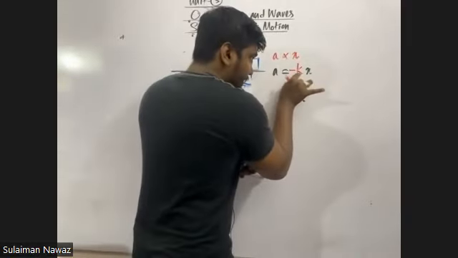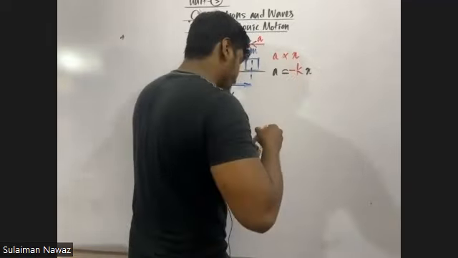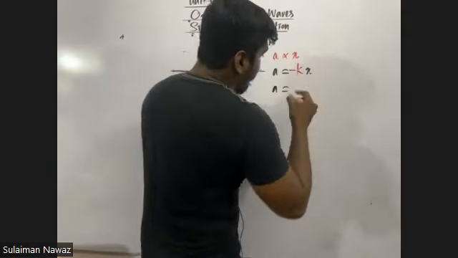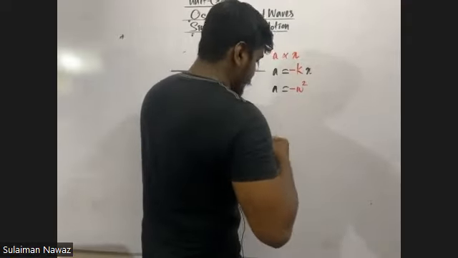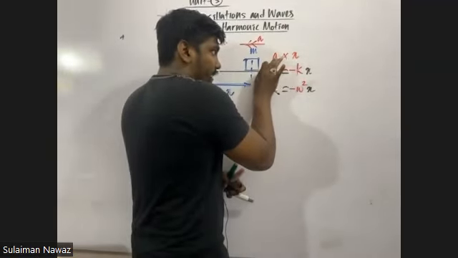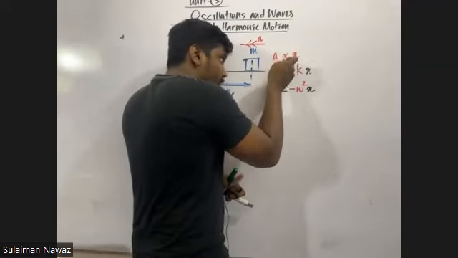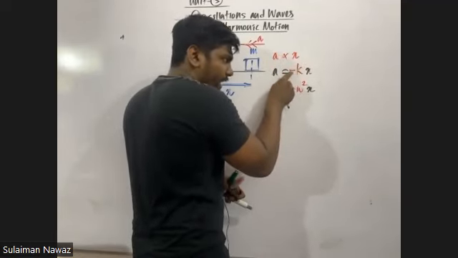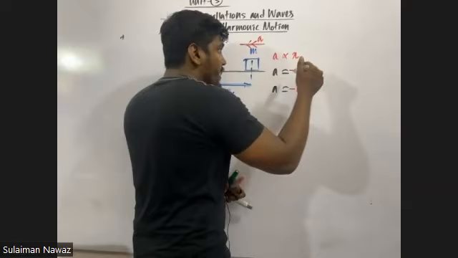Later on, they found that this constant is equal to the square of the angular velocity. So a equals minus omega squared x. Then you might have a problem. You might have understood that acceleration is directly proportional to displacement, and to remove this proportionality we use an equal symbol and a constant k. Now, sometimes you are not very clear about this negative sign. Do you know why we are using it?